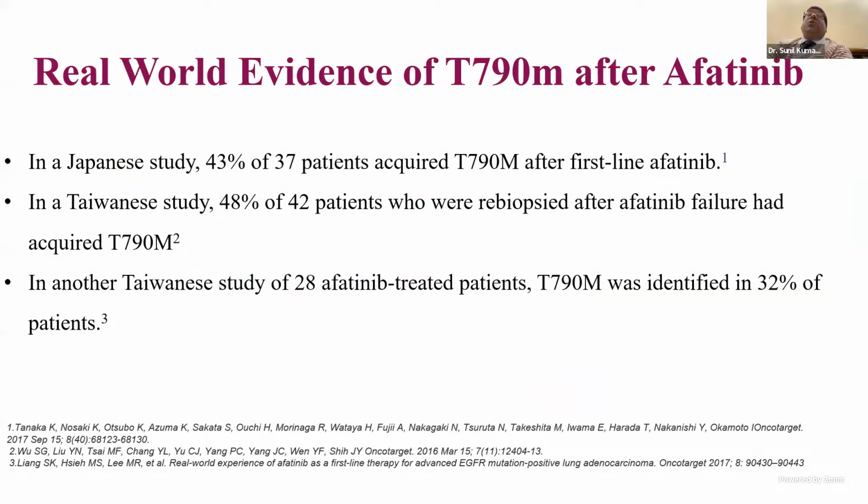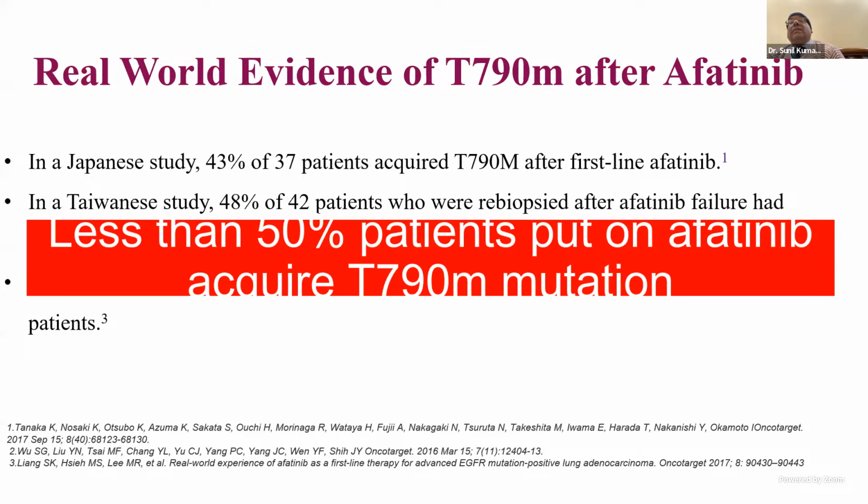So I want to show you the real world evidence of T790M mutation after afatinib. If you see the Japanese study, 43% of patients have a T790M mutation, and 48% in Taiwanese studies. Another Taiwanese study shows roughly 32%. This means less than 50%. Next slide. So less than 50% of patients put on afatinib acquire a T790M mutation. Next slide, please.